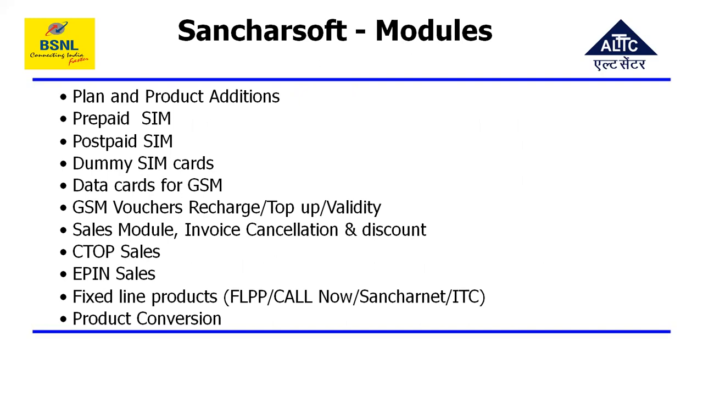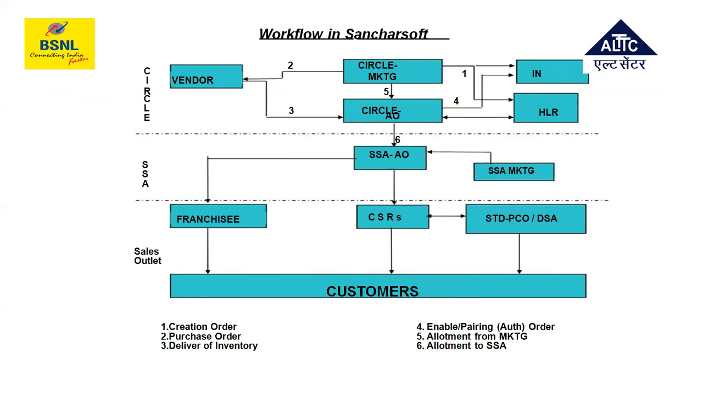The different types of Sanchar Shop modules: plan and product addition, prepaid SIM, postpaid SIM, dummy SIM card, database for GSM, GSM voucher recharge top-up validity, sales module, invoice cancellation and discount, sheet of sales, e-pin sales, fixed line products like FLPP, Call Now, SancharNet, ITC, and product conversion.